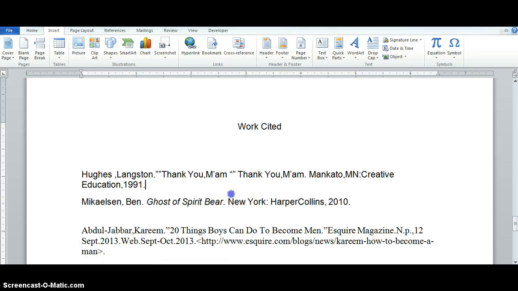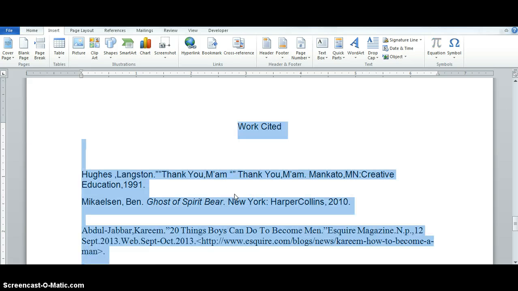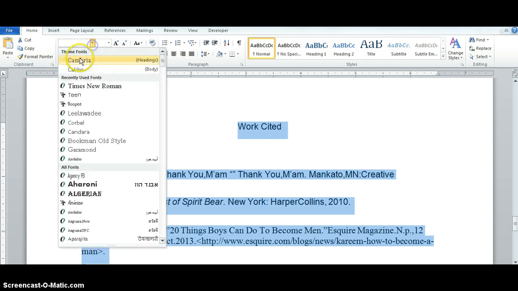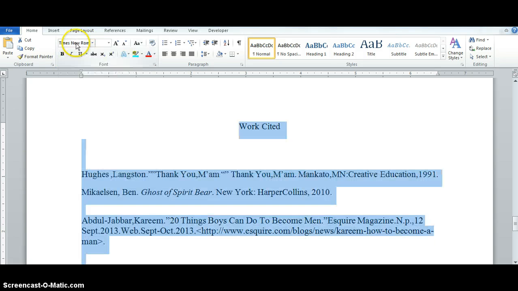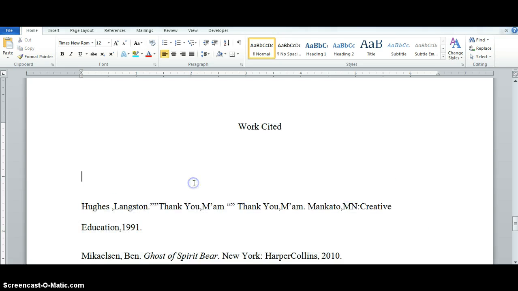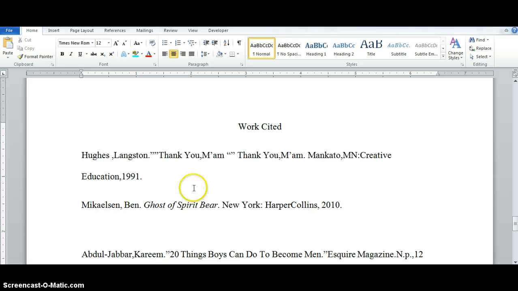Now, what I would also recommend you do is push Control A and change everything so that you have Times New Roman and 12-point font. It's really important. Also that everything is double spaced. So here you don't need that extra space because it should be doubled. So fix this spacing here.